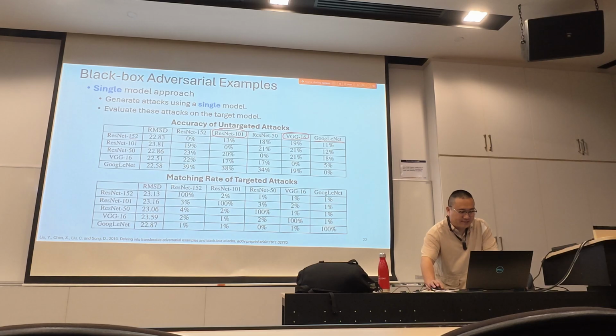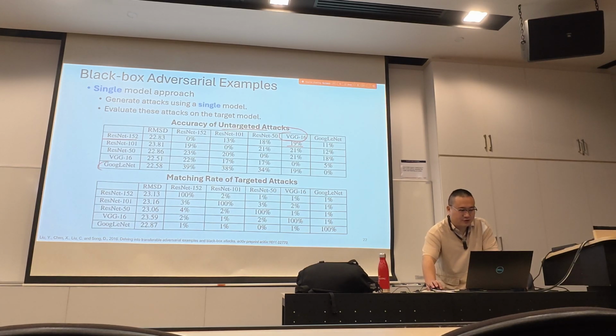And here, for the targeted attacks, we can see that this method can achieve some success rates. For example, when we train a local ResNet 152 and then pass the attacks to, for example, VGG16, we can fool the target model 20% of the time. This shows some success, but not very high. And this is also true for the other settings.